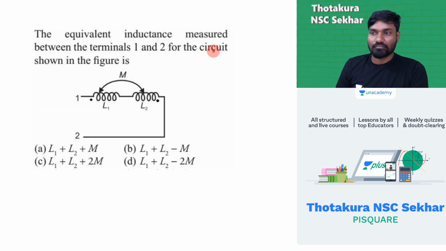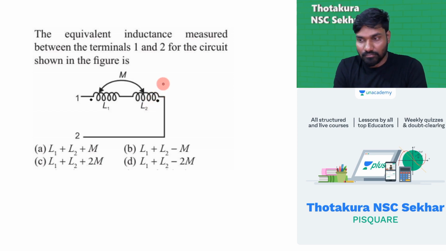Question number one: the equivalent inductance measured between terminals 1 and 2, these two are the terminals of this circuit. What is the answer, option A, B, C, D? First, tell me, these two inductors are conductively connected in series. They are connected in series.